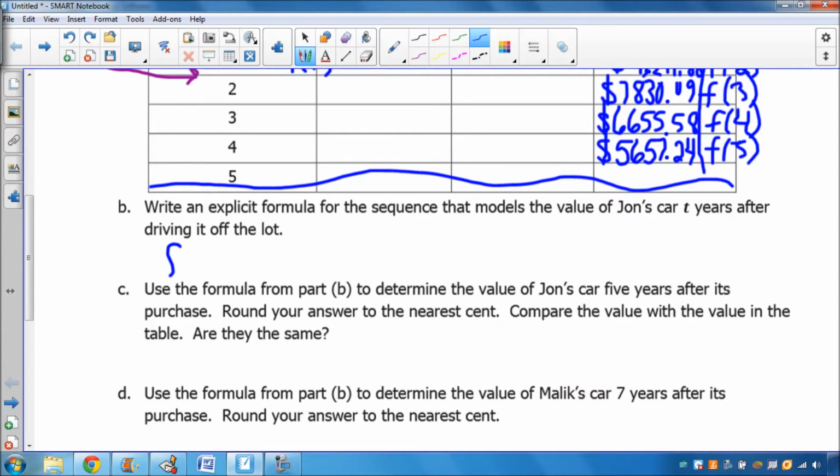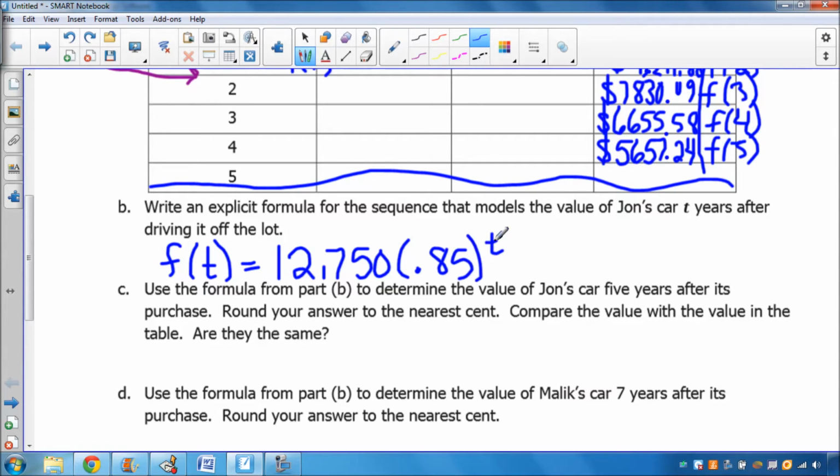So if I were to write it out as a function, I would say f of t equals, well, I start off with 12,750, and each time I'm multiplying by 0.85 to the t power.